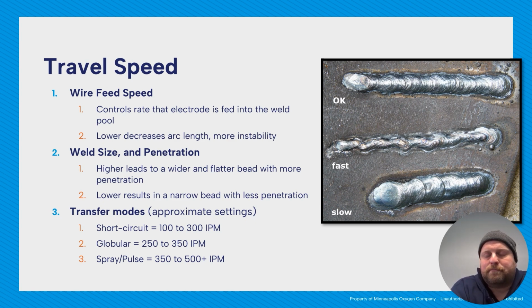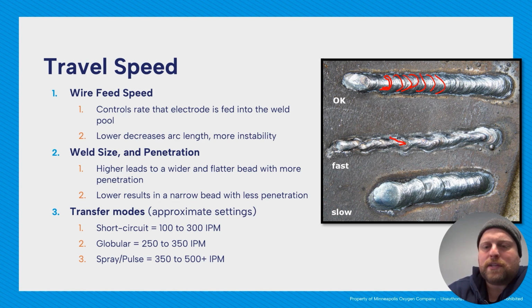Transfer mode settings, again, these are approximate for the same reason I said before. But short circuit about 100 to 300 inches per minute, globular about 250 to 350, spray and pulse about 350 to 500. I love this picture because it does a great job of showing the differences with speed. So top one is pretty decent, and you really want to look at how these crescents are shaped. If we have nice smooth crescents, we're going at a smooth rate of speed, regular travel speed, right where I want to be.